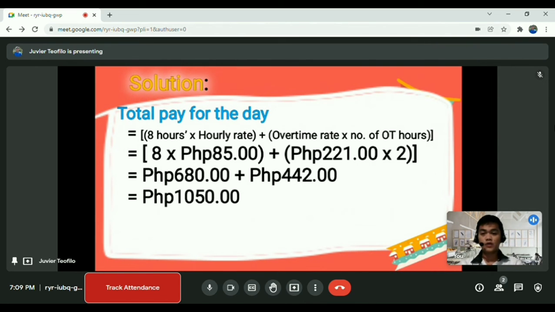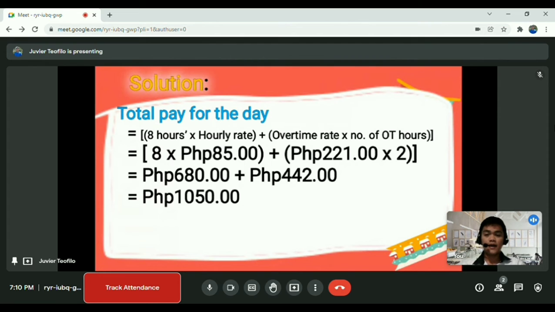Now we have total pay for the day. We have 8 hours, which is the number of regular work hours, times hourly rate of 85 pesos, plus overtime rate of 221 pesos, times number of overtime hours, which is 2. Now, if you're going to multiply 8 times 85, it is 680 pesos. And if you're going to multiply 221 times 2, it is equal to 442 pesos. Now, to sum it up, we have the final answer of 1,122 pesos.